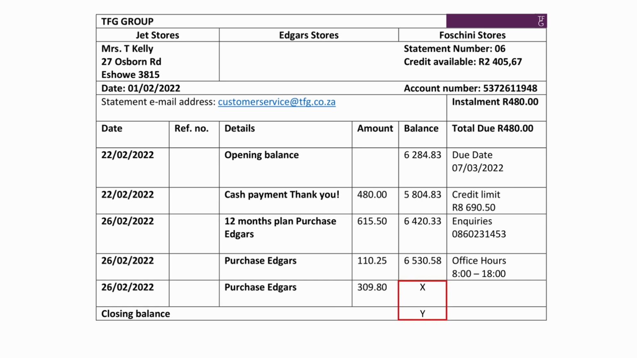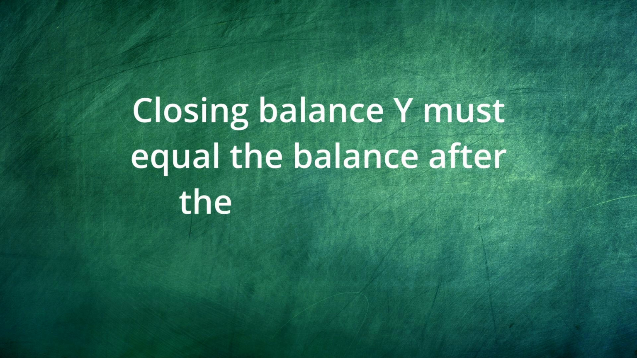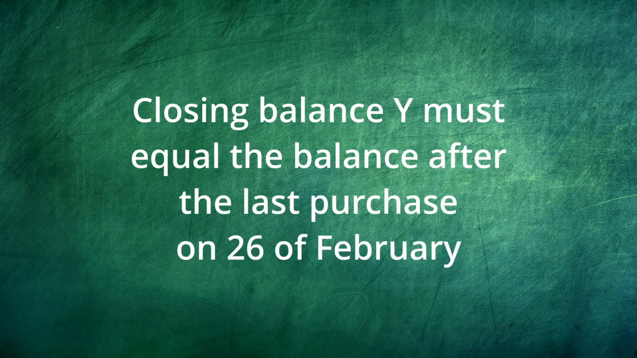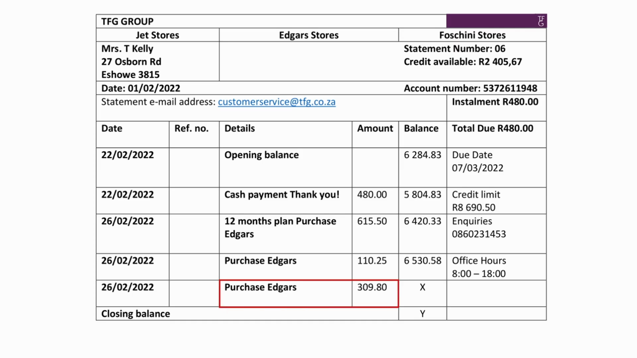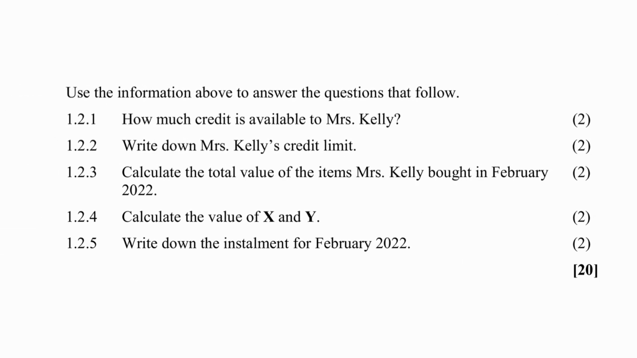2 values have been left out of the statement and replaced with the letters X and Y. These values are the balance after the last purchase on the 26th of February and the closing balance for the month. The closing balance Y must equal the balance after the last purchase on the 26th of February because no other transactions took place after the last purchase on that day. Now let's take a look at the 5 finance questions in detail.